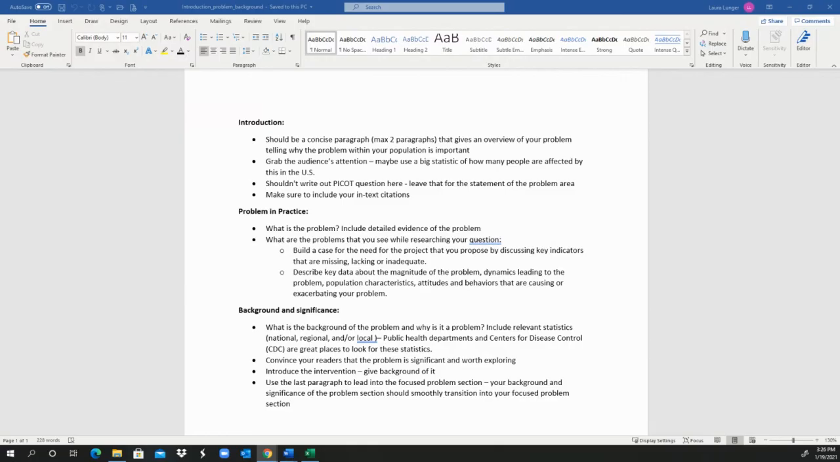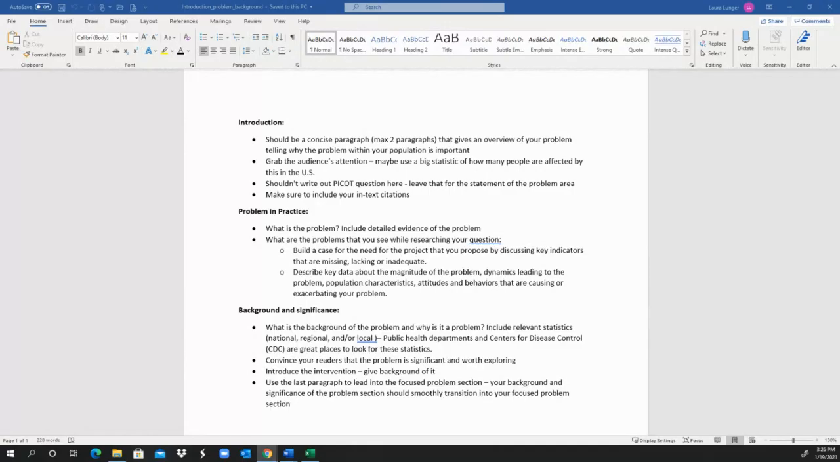So that's my problem. But then the underutilization of waist circumference management brings me to my background and significance. So what is the background of the problem and why is it a problem? Okay, so the background of my problem is it's not being used, right? But then why is that a problem? Well, because it actually gives us relevant statistics that people are at risk for cardiovascular events, okay?